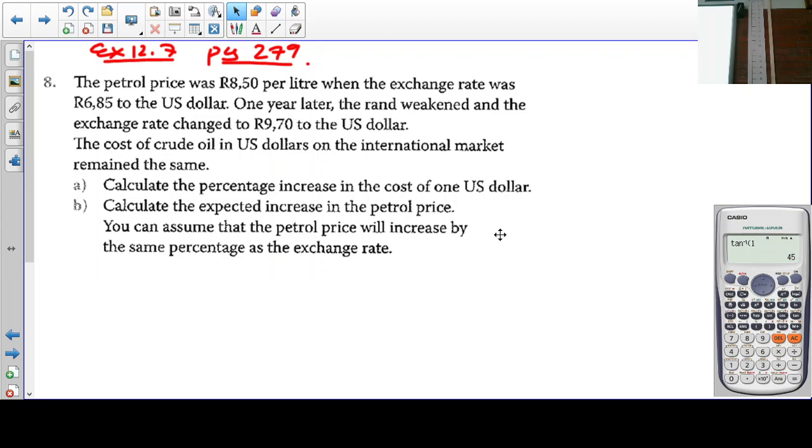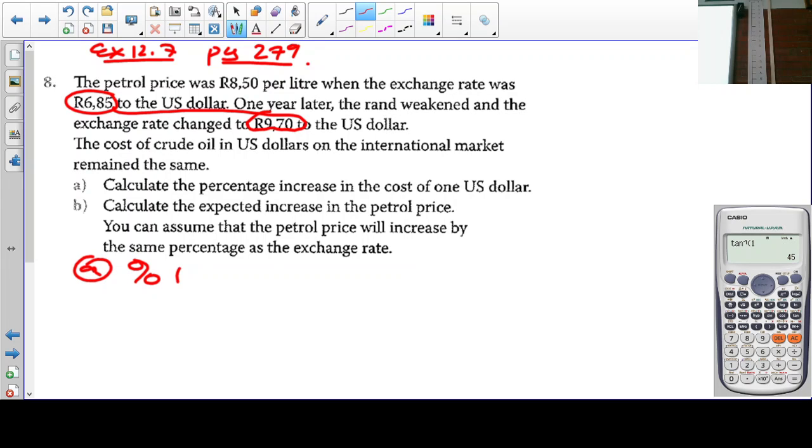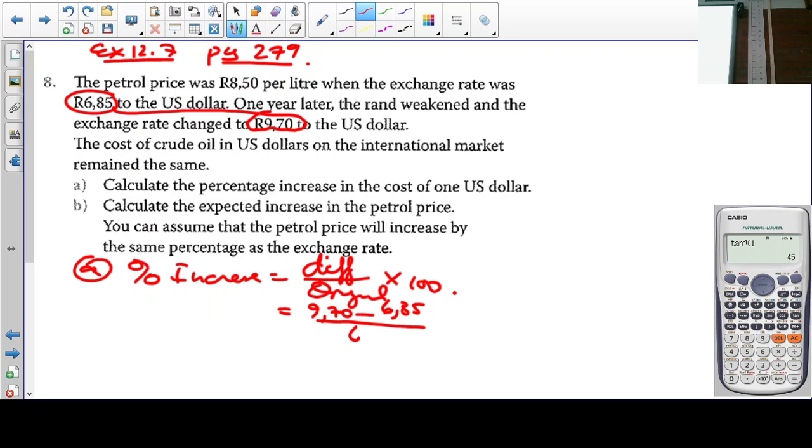Calculate the percentage increase in the cost of 1 US dollar. So, if you're looking at 1 US dollar costed 6 Rand 85 cents and it went up to 9 Rand 70 cents. So how do we calculate percentage increase? This is your difference over original times 100. So what's my difference? It's going to be 9 Rand 70 minus 6 Rand 85 over the original. What's the original? 6 Rand 85 cents. Then times by 100 to get the percentage. Put it on the calculator.